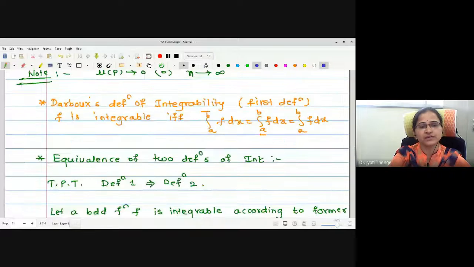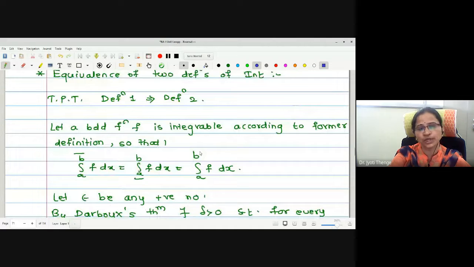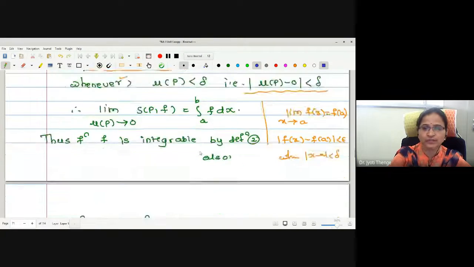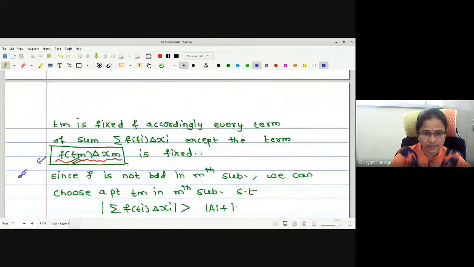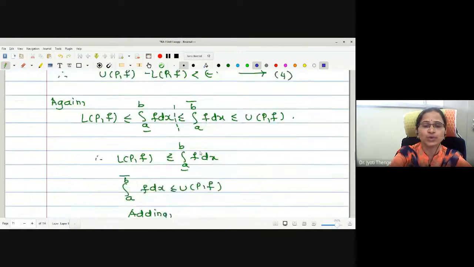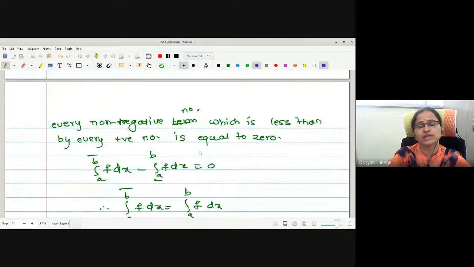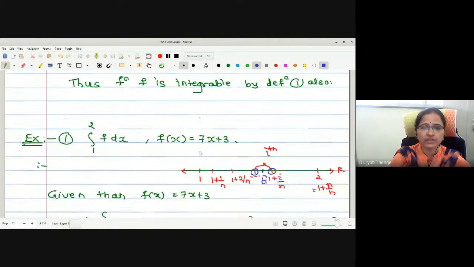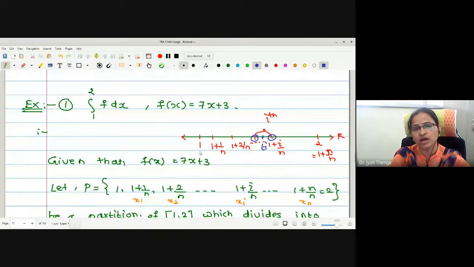Later we have seen the equivalence between the two definitions of integrability. To prove the equivalence, we have proved that definition 1 implies definition 2 and definition 2 implies definition 1. That is, both the definitions imply and are implied by one another. Therefore, we can say the definitions are equivalent to one another. One can use any definition for solving the examples or writing the proof of the given theorems. But according to me, it is better to use the second definition of integrability if you are solving the examples.